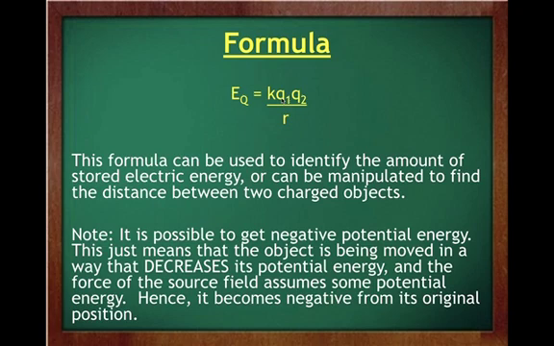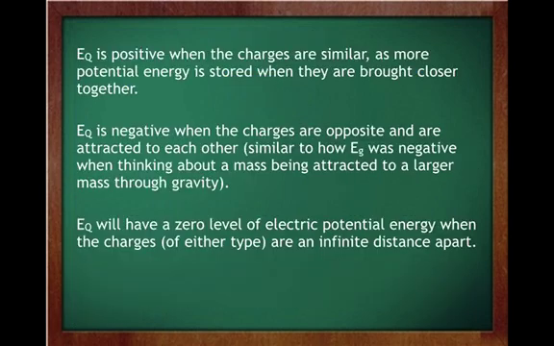When we were looking at forces, we just took the absolute value of those charges and then gave them their direction afterwards, based on where they were in the field and what their charge was, right? With this one, you can just use the actual charges on them, positive or negative. Basically, all it's saying is that if it's negative, it just means the object is being moved in a way that decreases its potential energy, okay? And the force of the source field assumes some potential energy, so it becomes negative from its original position.